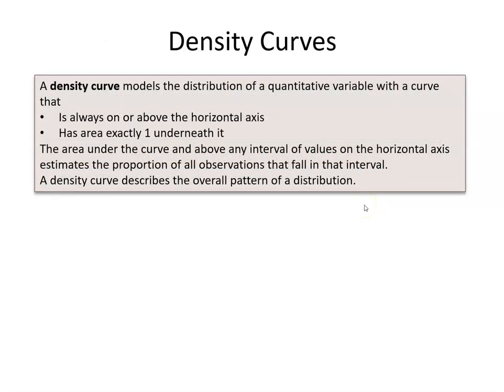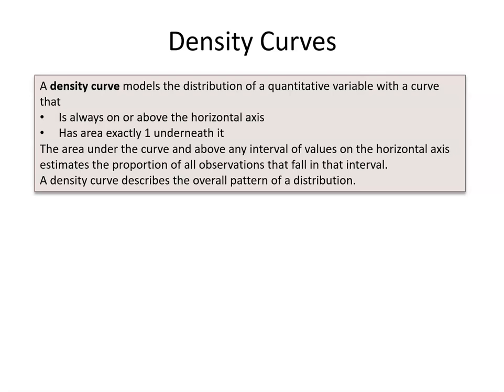Now let's talk about this density curve. A density curve models the distribution of a quantitative variable with a curve that has a couple things true about it. It is always either on or above the horizontal axis, so it does not go below it. And it always has an area of exactly 1 underneath the curve.